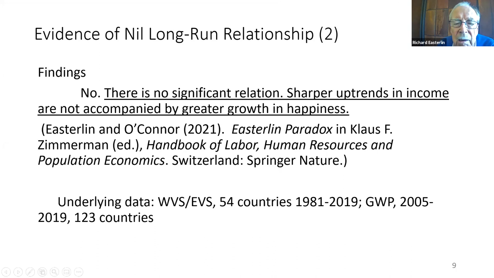And the underlying data is of two types. First, we take data from the World Values Survey and the European Values Survey, 54 countries over the period 1981 onward. The other evidence is from the Gallup World Poll, which only starts in 2005. We have only 14 years coverage there, but we have 123 countries, and we find in both cases no significant relation between the trend in income and the trend in happiness. Next slide.